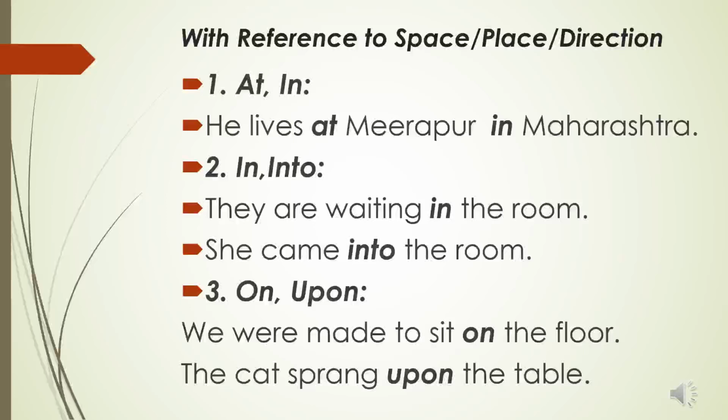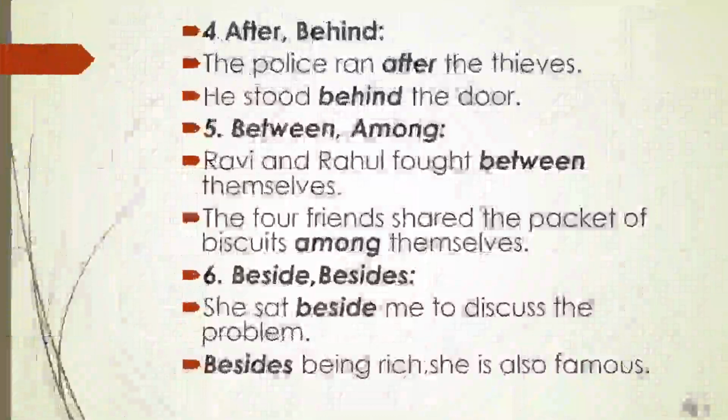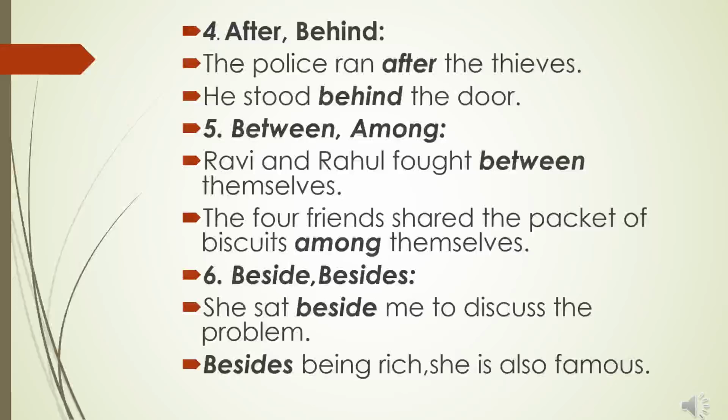On is used when we refer to something at rest. We were made to sit on the floor, which means at rest. Upon generally denotes motion. The cat sprang upon the table, so it shows motion. Words like after, behind, between, among, beside, besides are also used as prepositions.